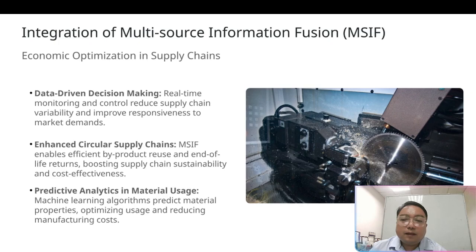And predictive analytics in material usage. Machine learning algorithms predict material properties, optimize usage, and reduce manufacturing costs. So we use technology like machine learning to help us determine what is a suitable material for production and everything. For the senior operator who has worked long in the industry, they know how to do it. But for the junior one, they must learn from the senior. Maybe a machine learning algorithm can help boost the learning curve.